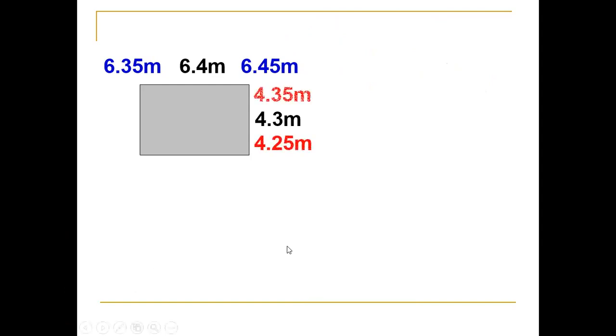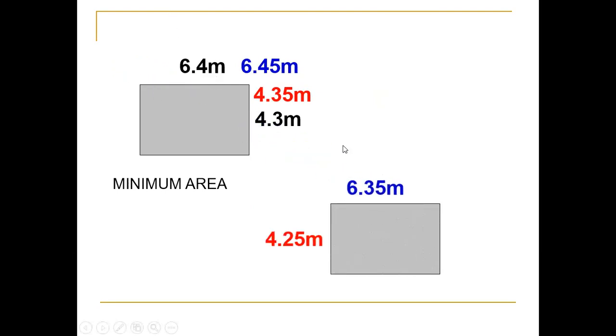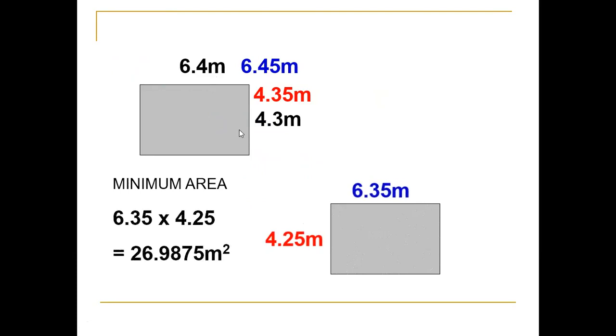Okay, 4.25 and 4.35 for the lower and upper, right? Lower means the lower number, of course. So the minimum area is always the lower bound times the lower bound, right? Pick the lower bound, see? Pick the lower bound. And then you may calculate it. Okay, bang, that you get the answer. You can round into 2 decimal places, 26.99.